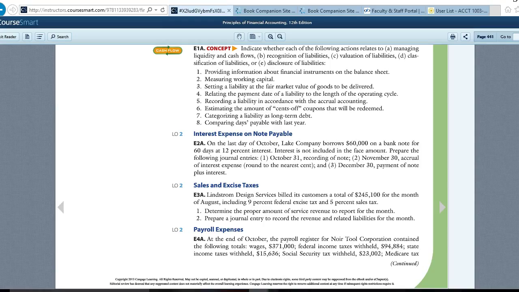Lindstrom Design Services billed its customers a total of $245,100 for the month of August, including a 9% federal excise tax and a 5% sales tax. Determine the proper amount of service revenue to report for the month. Prepare a journal entry to record the revenue and related liabilities for the month.